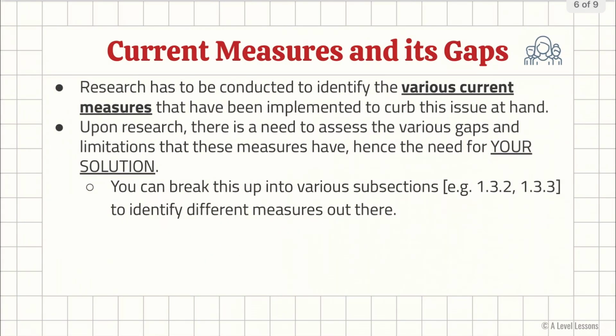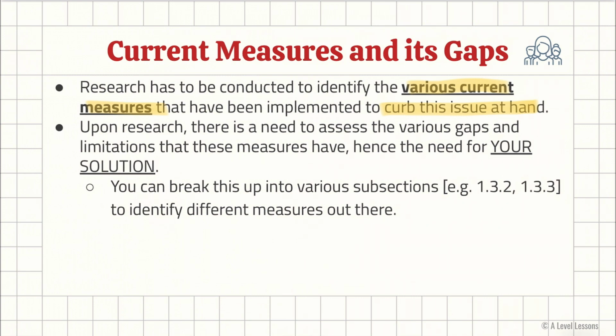Next part will be the current measures and its gaps. So research has to be conducted to identify the various current measures. So current measures are basically current strategies, current solutions that have been implemented to curb this issue at hand. So whether they have been successful or not is a different matter. That is what you're going to be assessing. But you have to identify, alright, this issue that you're looking at, does it already have solutions in place? If it does, why has it been successful? Or why has it been limited to a certain extent, hence requiring your solution?